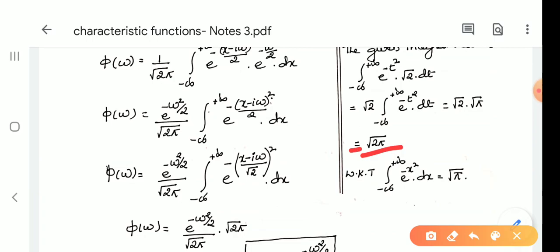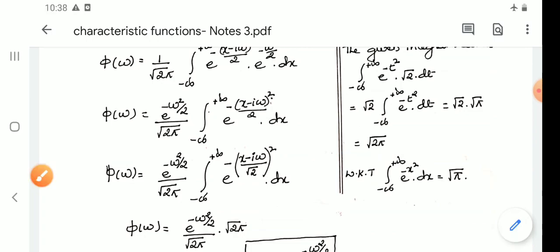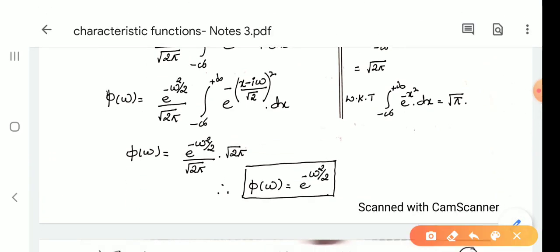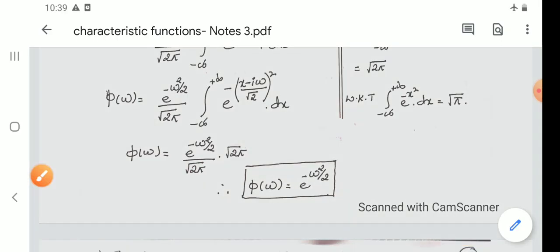When we put this value here, we get phi of omega is equal to e power minus omega square by 2 into square root of 2 pi divided by square root of 2 pi. Square root of 2 pi cancels each other and we get the characteristic function as phi of omega is equal to e power minus omega square by 2. Hence, for a normal Gaussian random variable, the characteristic function is given by e power minus omega square by 2.